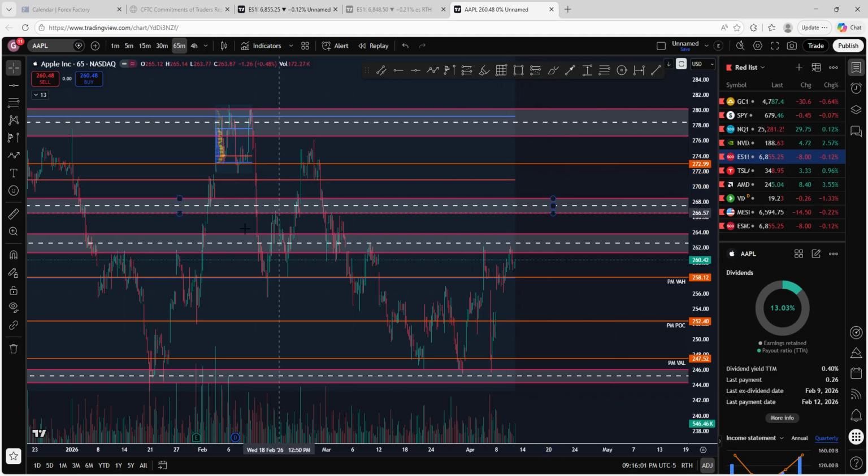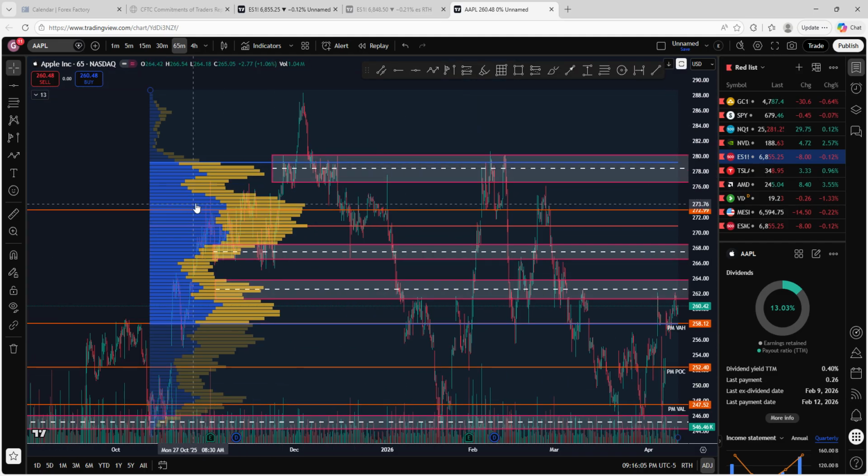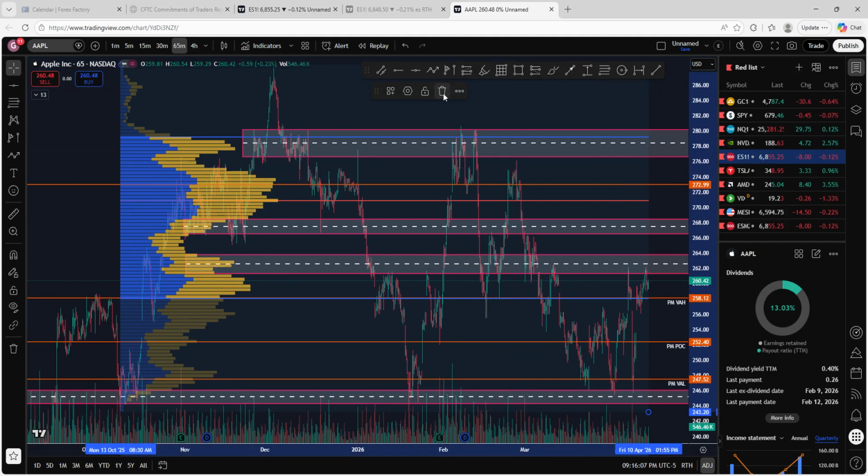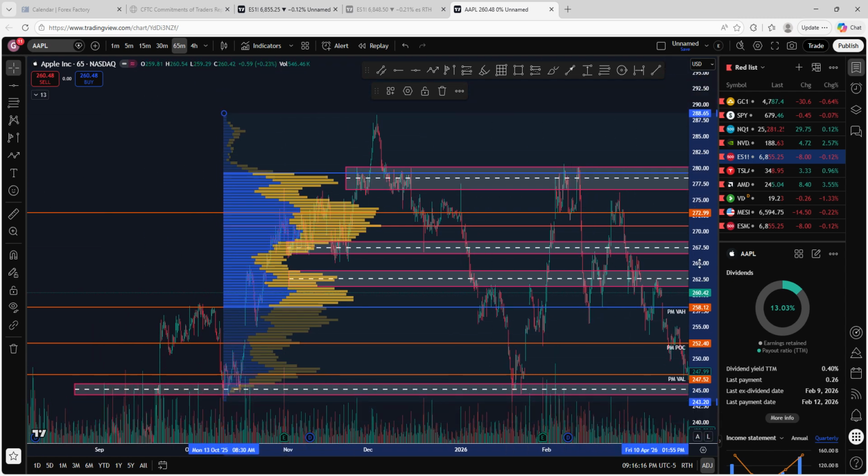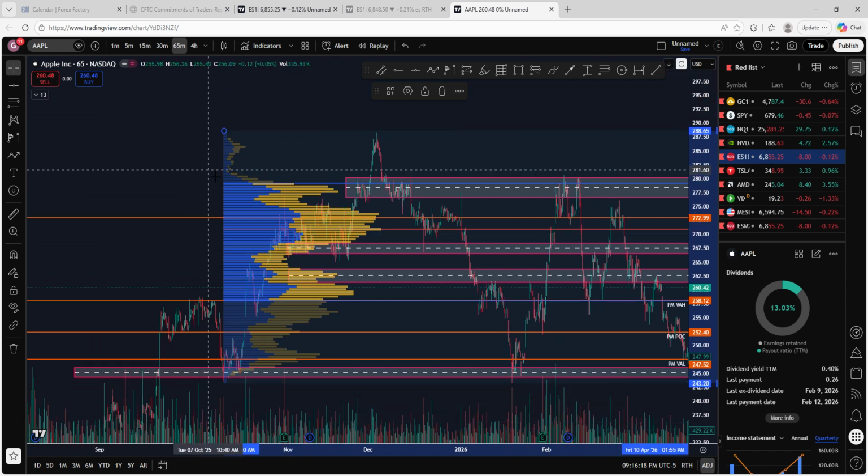Right, let me update these weekly levels here. Look at this massive ledge sitting right here at our level, and look at that retest. Volume profile is showing you this stuff. I've just done it so much now that I can start to see where it's going to be.